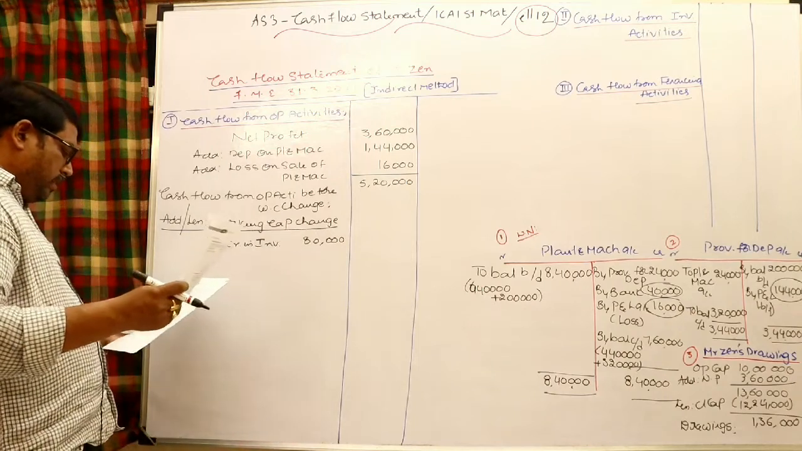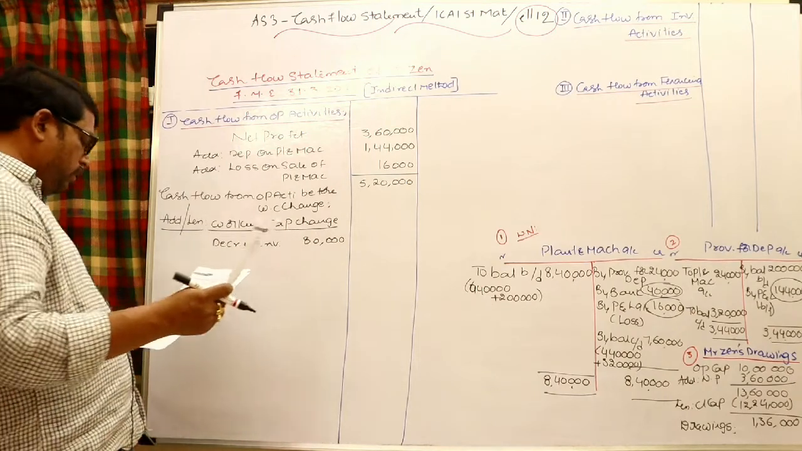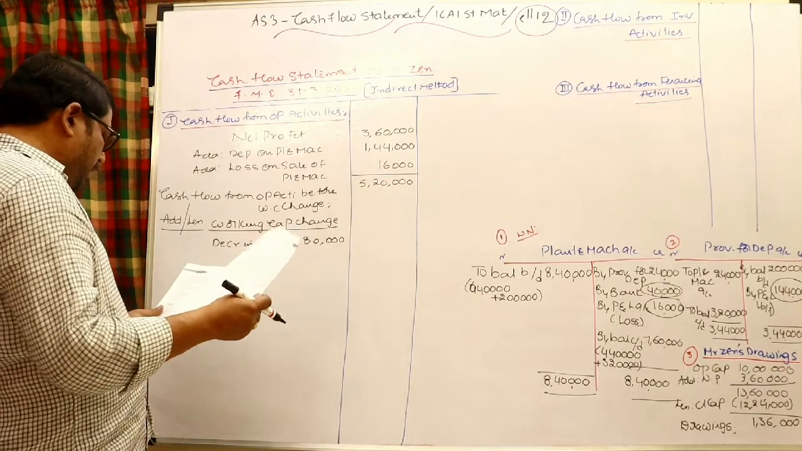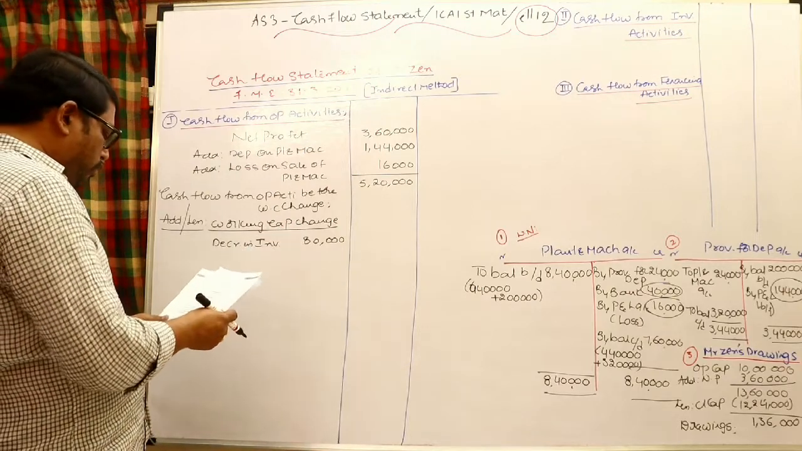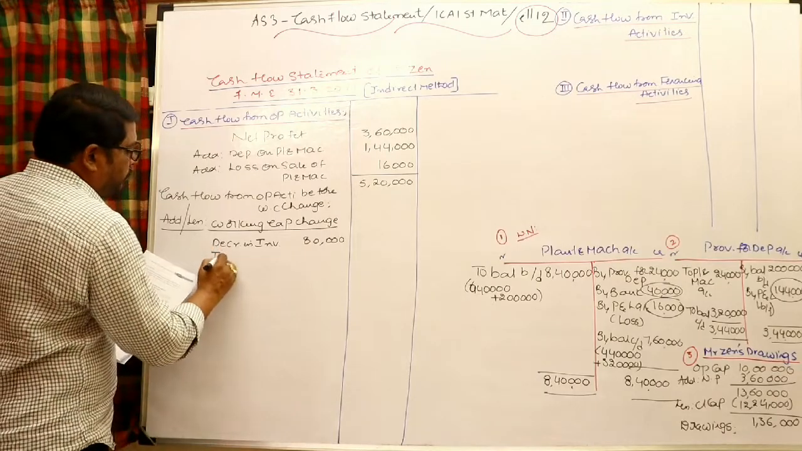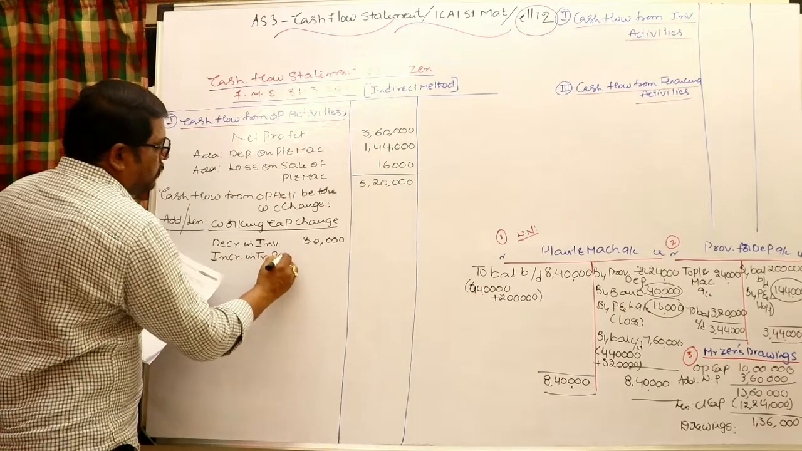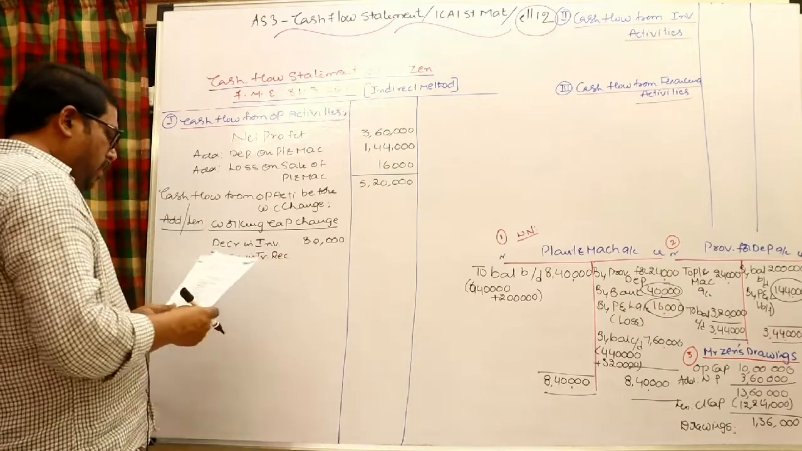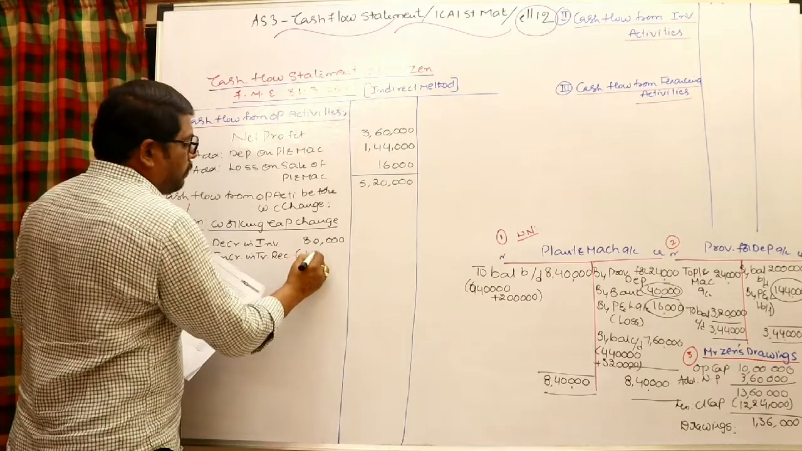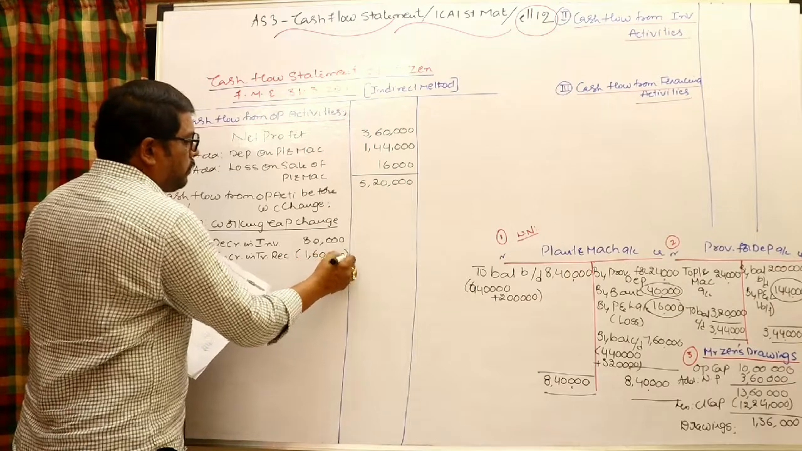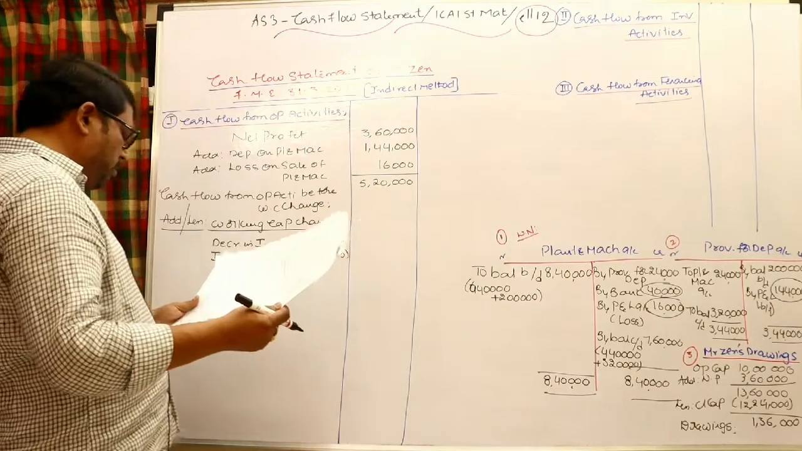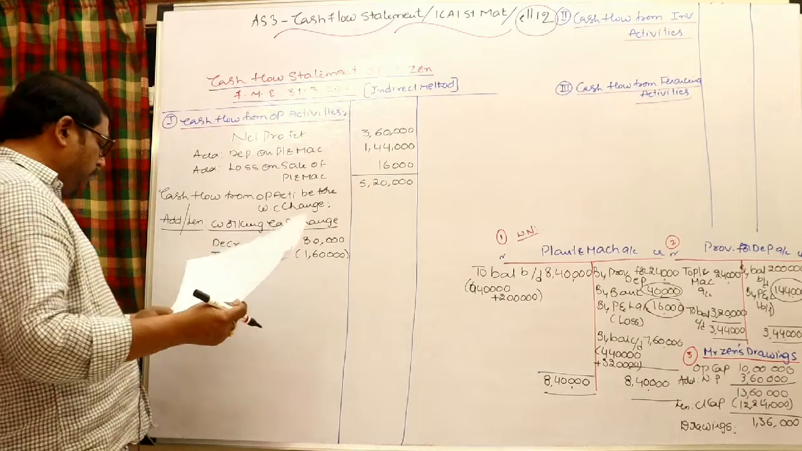Inventory decreased by 80,000. Trade receivable increased. Current asset increase means outflow. Increase in trade receivable, increase in current asset, outflow 1,60,000. Need not take the difference between cash opening and closing.